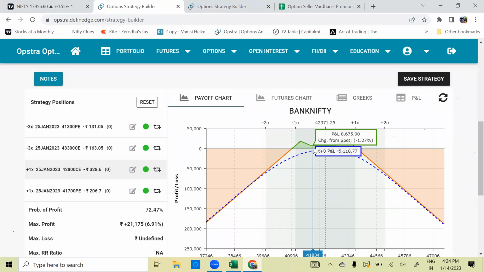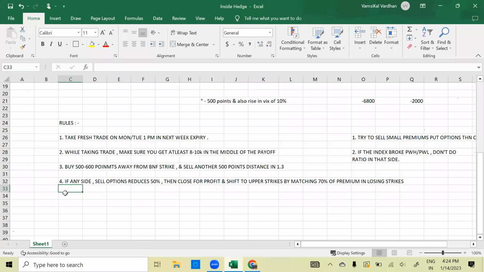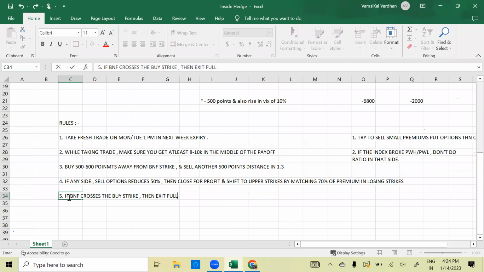Now, when to exit the position? This is the first adjustment. Then the second adjustment is, if BNF crosses the buy strike, then exit fully and create a fresh trade immediately.